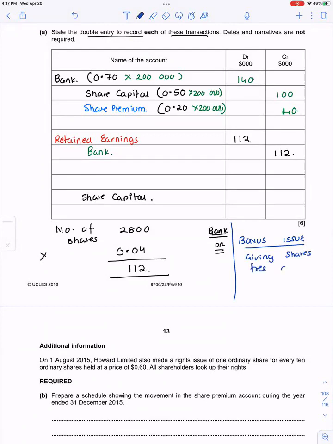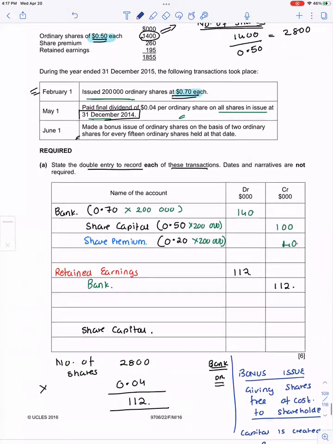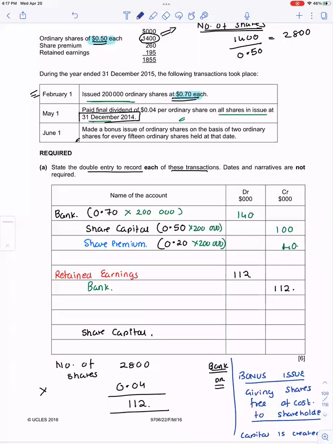Giving shares from share premium. You're giving shares free of cost to the shareholders. Capital is created and reserves are reduced. So you will give bonus out of where? Share premium. First, you will use share premium.